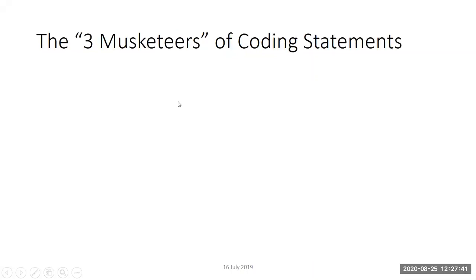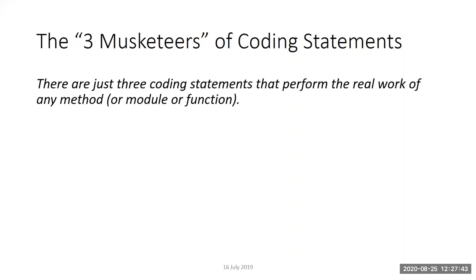All right, 3 Musketeers of coding statements. If you look at 3 coding statements that perform the real work of any method, module, or function in all of scientific computing, even at the national laboratories, Lawrence Livermore in Silicon Valley, where they're building a new version of the sun so that a single barrel of seawater can power a city of 50,000 folks for a year. That's what they're doing right now.